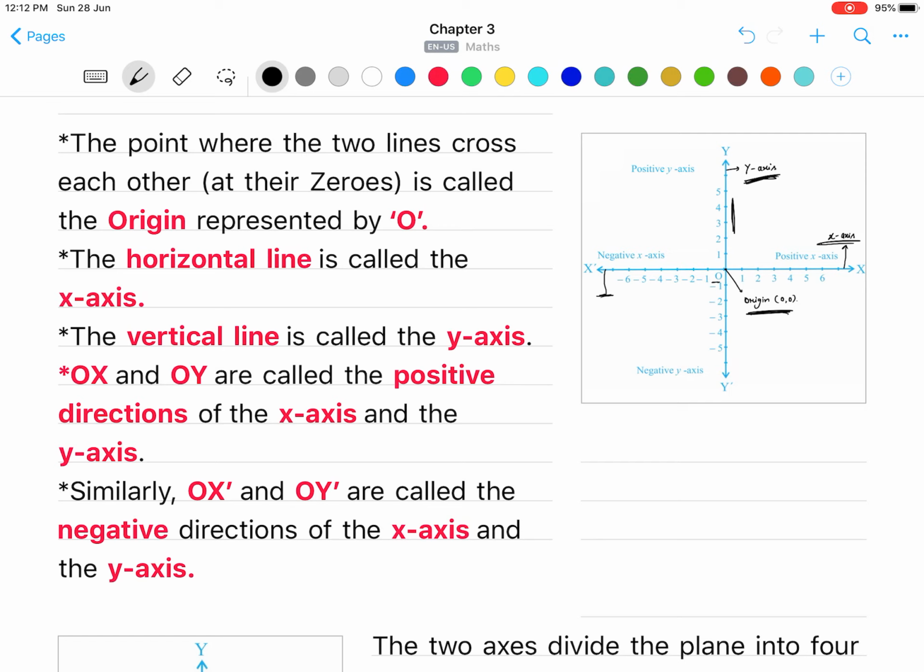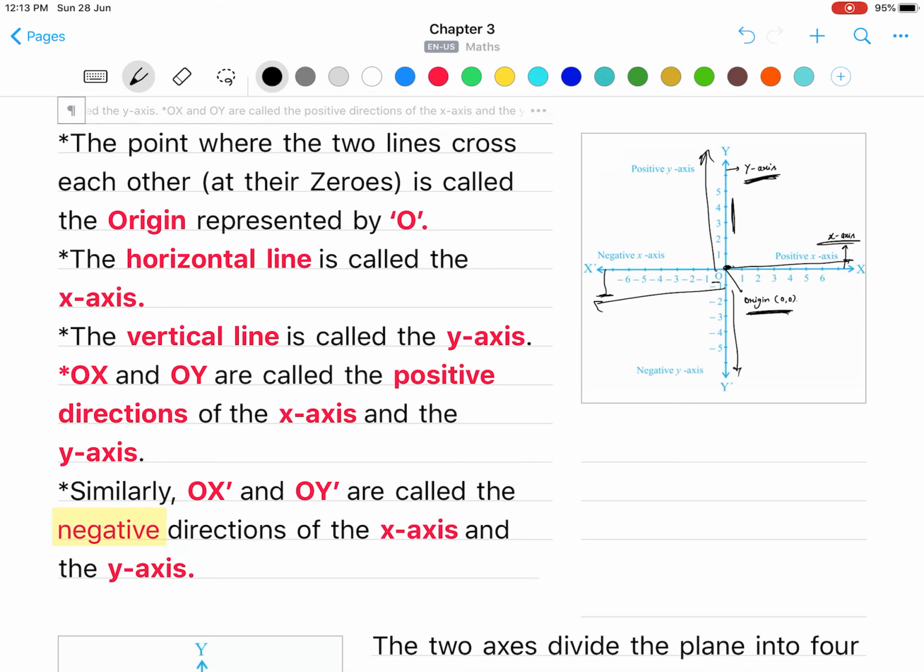OX and OY are called the positive directions of the x-axis and y-axis. Similarly, OX dash and OY dash are called the negative directions of the x-axis and y-axis, which are given here. This is called the negative and this is called positive direction of the x-axis and y-axis.